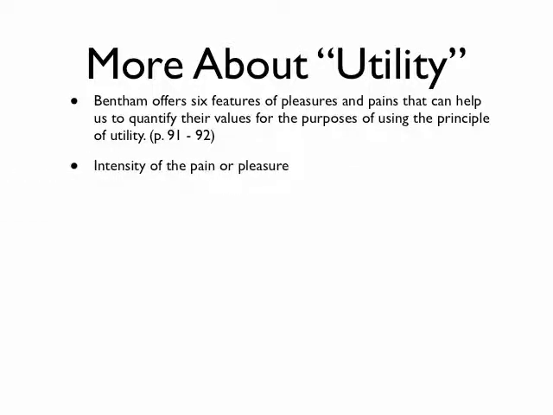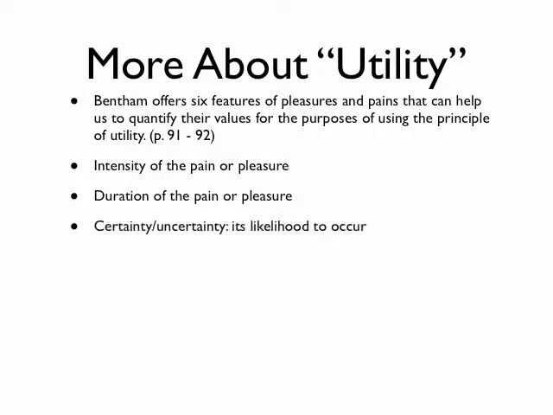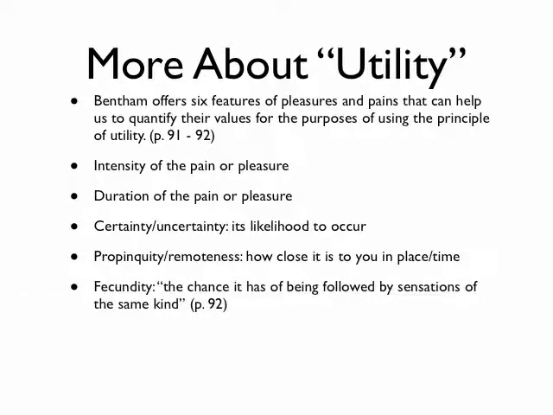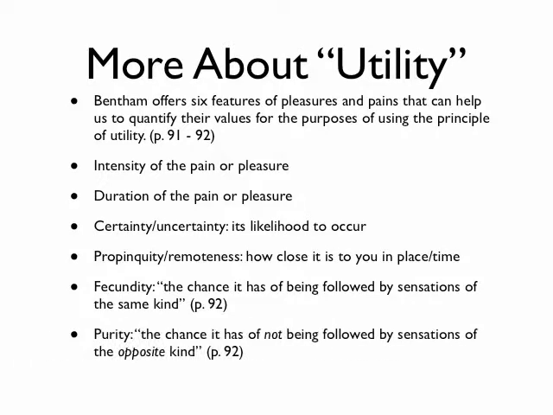First, intensity of the pain or pleasure. Second, duration of the pain or pleasure. Third, certainty or uncertainty, its likelihood to occur. Propinquity or remoteness, how close it is to you in place and time. Fecundity, the chance it has of being followed by sensations of the same kind. And purity, the chance it has of not being followed by sensations of the opposite kind.